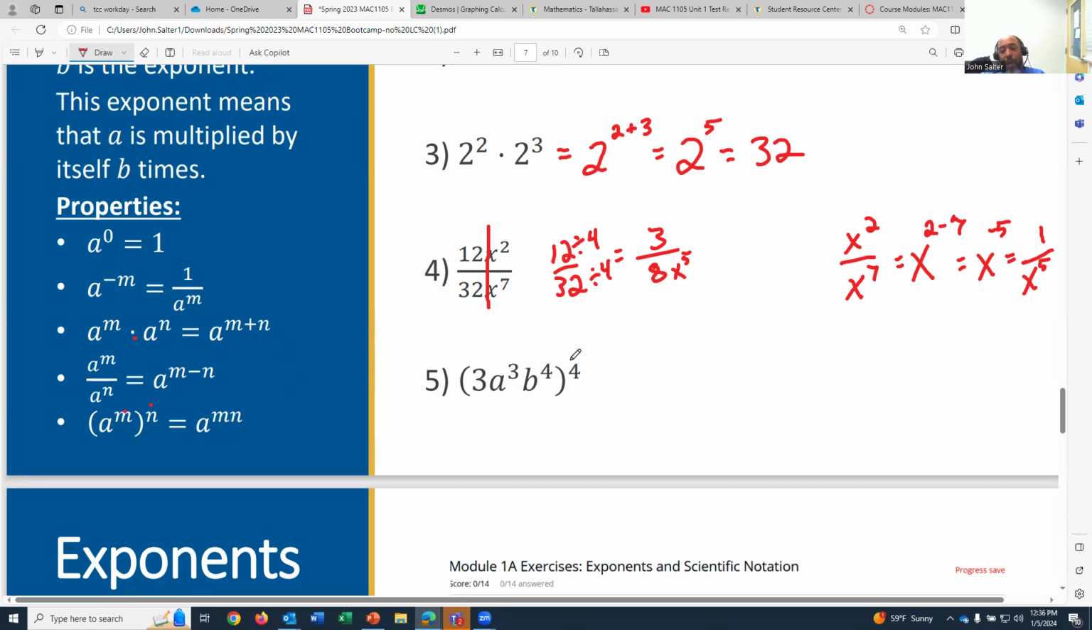Before I do, though, I'm going to kind of low-key distribute this 4 to all pieces. I'm going to do that now before I get confused. So the first term was a 3, the second term was an a to the third, and my fourth term was a b to the fourth. And I'm going to be raising all of those to the fourth power.